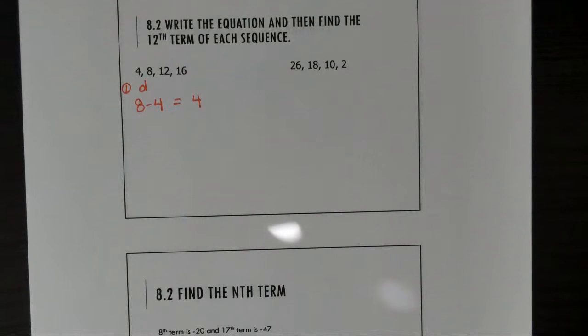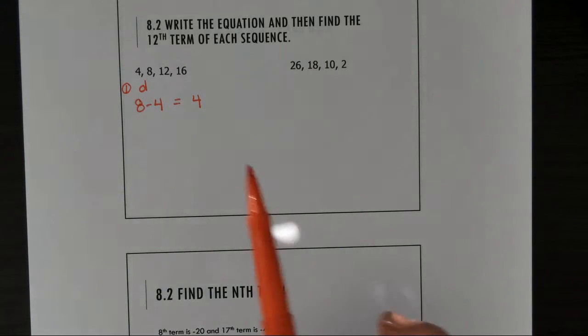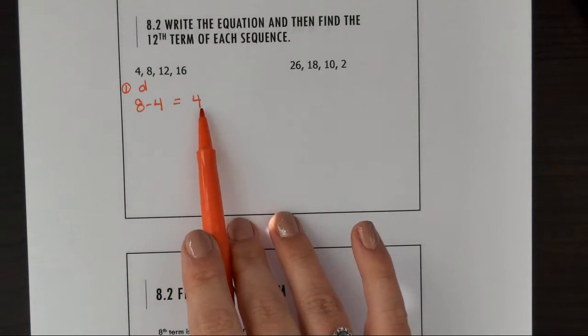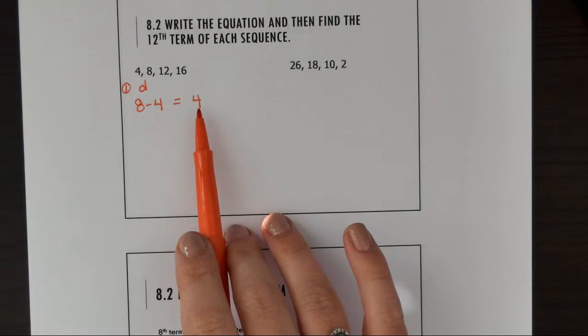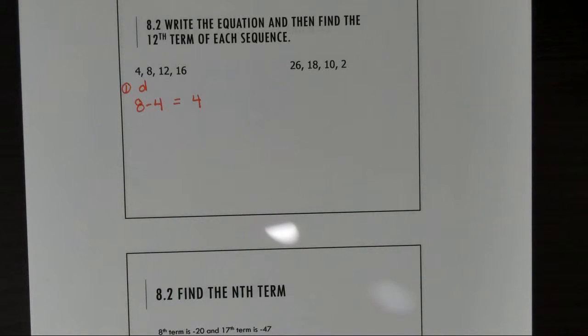So what you should do, especially when you're taking your quiz and your test, is double check that across all of the terms in the sequence the common difference is 4. So 12 minus 8 gets us 4, and 16 minus 12 also gets us 4. This means that it's an arithmetic sequence because the common difference is equal between each term.